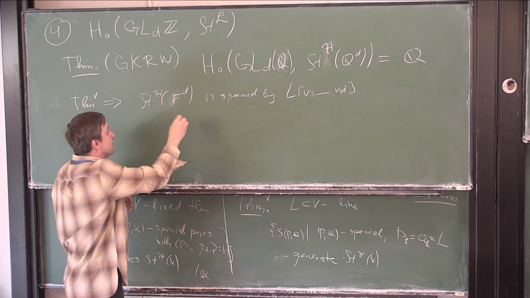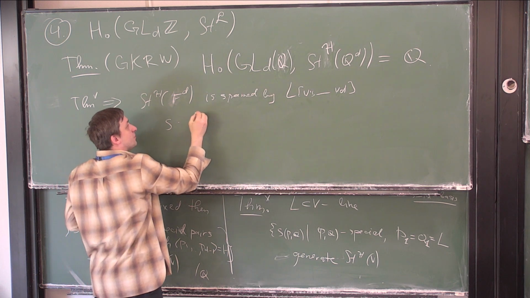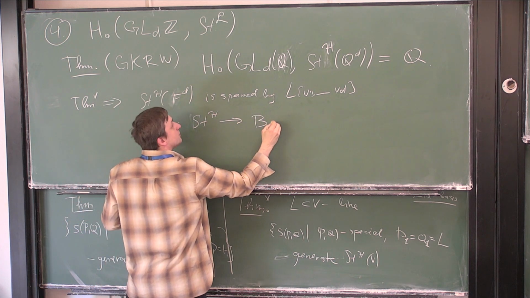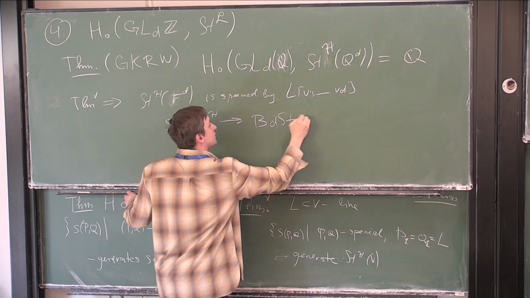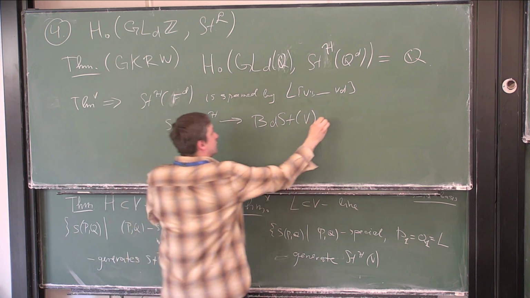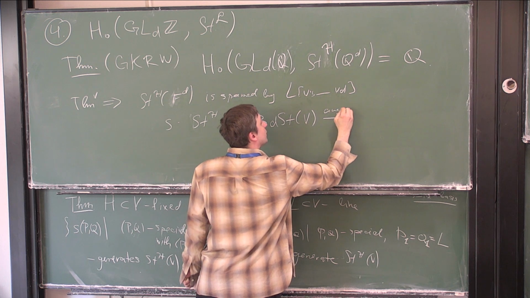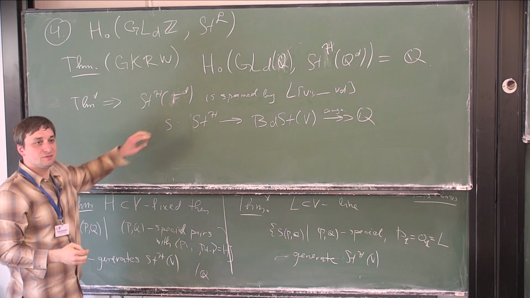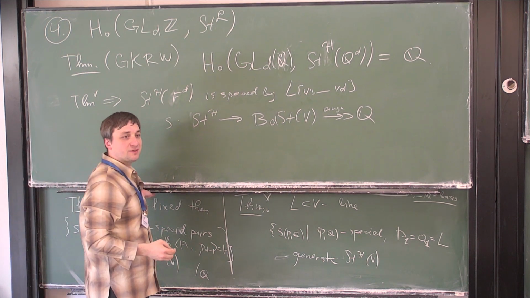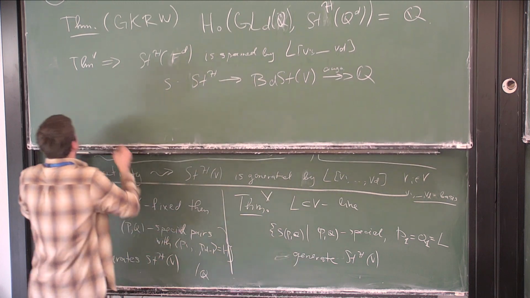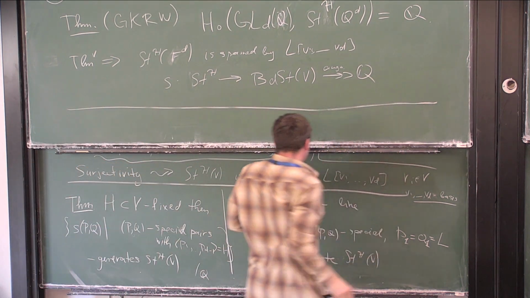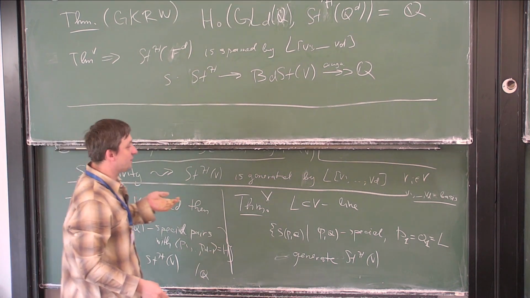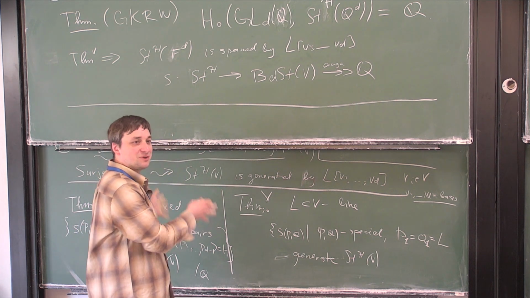The only ingredient that's not here is that the map from Steinberg H to B_d Steinberg V, which you compose with augmentation to Q, is surjective, and it's GL_d invariant. So you get one-dimensional coinvariants, so that's it. And it's kind of nice that you get this result almost by just doing elementary things.